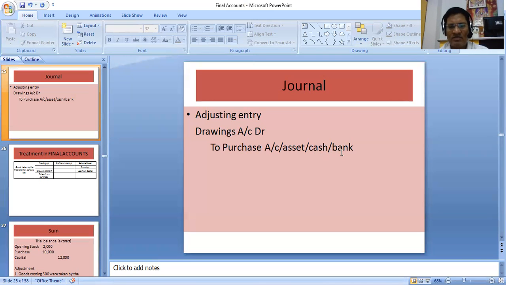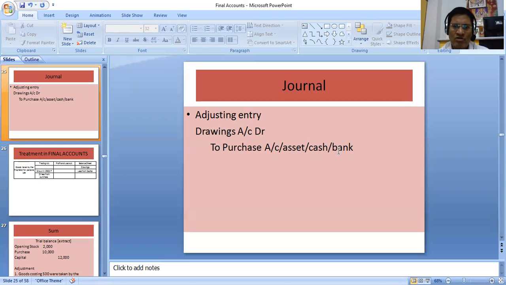So remember, students, the proprietor can draw any asset. Suppose a typewriter he has taken or a computer he has taken out of the business, then drawings to asset, drawings to computer. If he has taken out cash, then drawings to cash. If he has taken out from the bank balance of the business, drawings to bank.